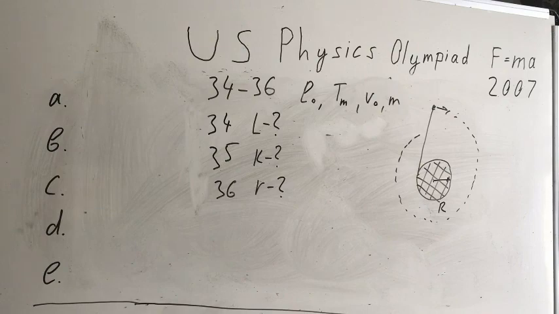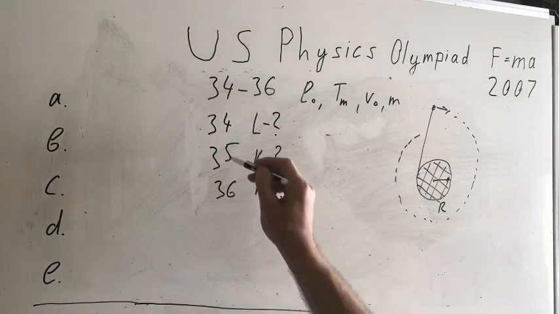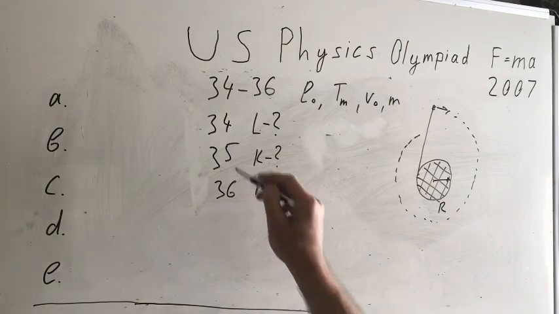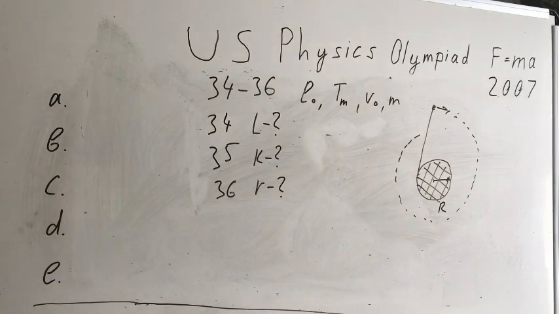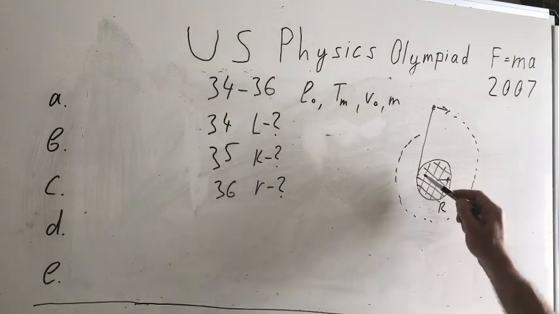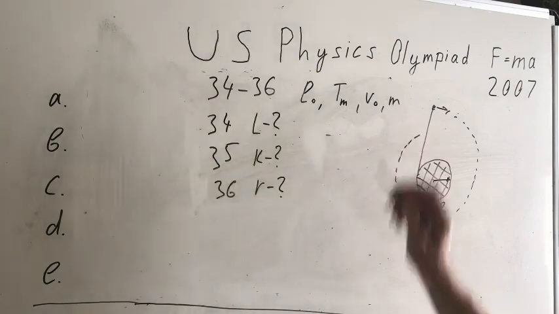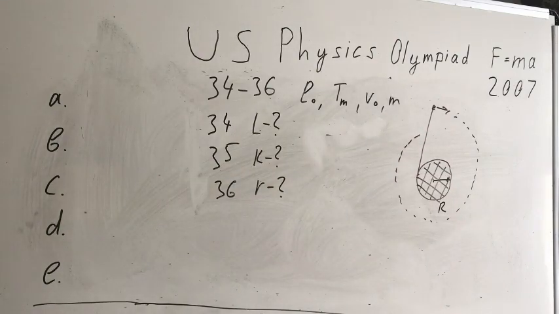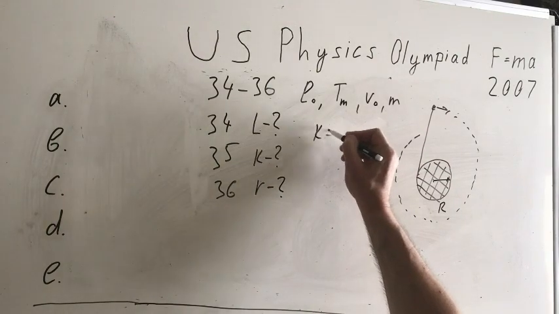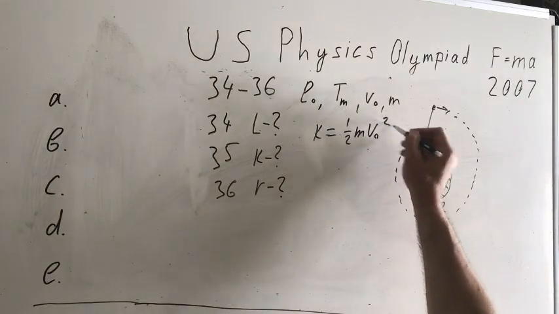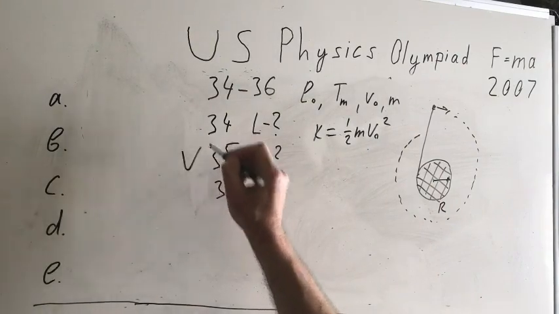So, to solve these problems, we can go 35, 36, 34. So first of all, we have tension always perpendicular to motion. It means that speed remains the same, constant. It means that kinetic energy equals 1/2 m v0 square. This is the answer for 35.